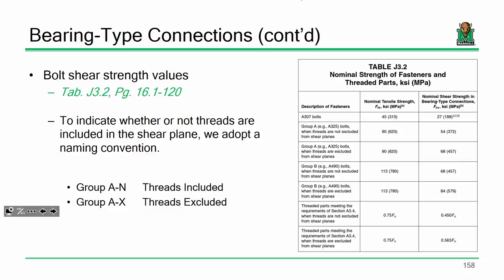Another thing that we engineers adopt for a naming convention is we just use what you see down here. For instance, if I ever say Group A N bolts, I'm talking about Group A bolts where the threads are included. If I say Group A X bolts, I'm saying Group A bolts where the threads are excluded. So Group AX bolts are the ones that are stronger. It's pretty creative, right? You like that? All right. Everybody good so far? Yes, sir.